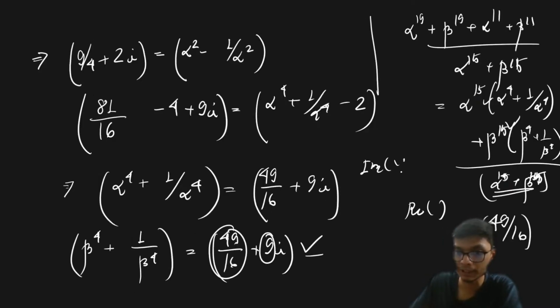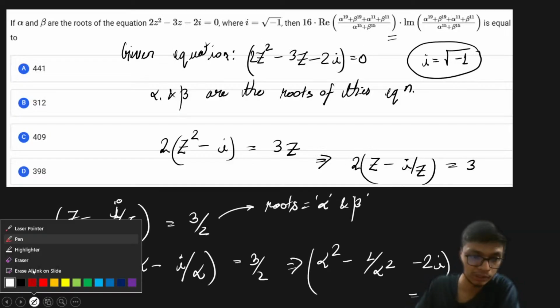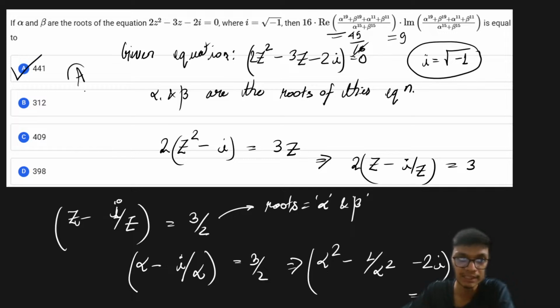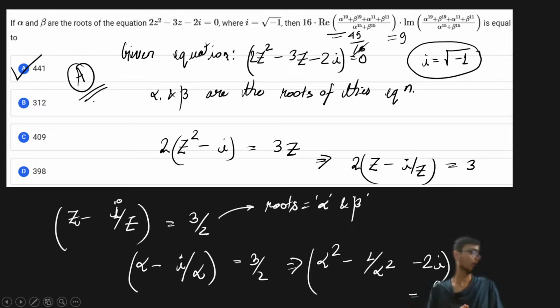So if I need to find the imaginary part of that particular expression, it is going to be equal to 9, right? And ultimately we have to report the value of this particular product, that is 16 times the real part, that is going to be 49 upon 16, and this part is going to be 9. So the 16 and the 16 are going to cancel out, and ultimately your answer is going to be 49 into 9, and that is equal to 441, or option number A, which is the correct answer to this particular question. I hope this solution is clear to all of you, right?